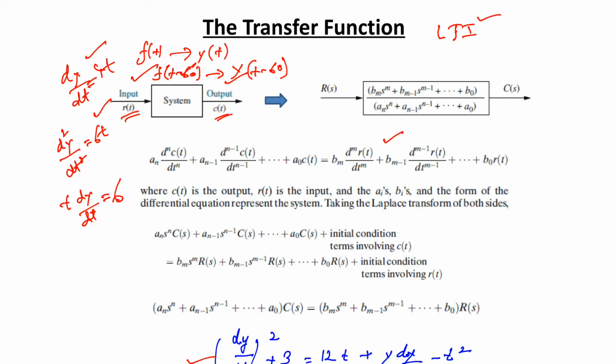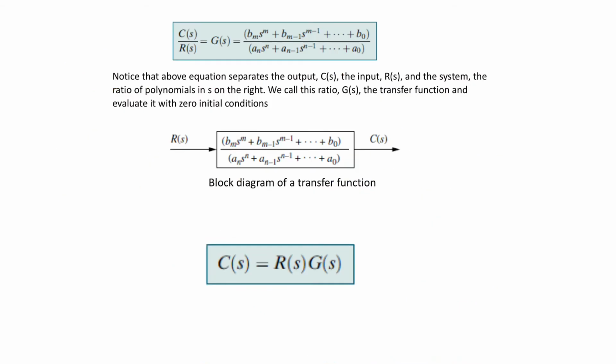Now the equation that we have considered is a linear time invariant equation. We take the Laplace transform of this equation, and neglecting the initial conditions, we get this equation. Now the equation can be represented in terms of output divided by input. Here C(s) is the output and R(s) is the input. So the equation can be represented as C(s) by R(s), which is the transfer function representation of the equation.